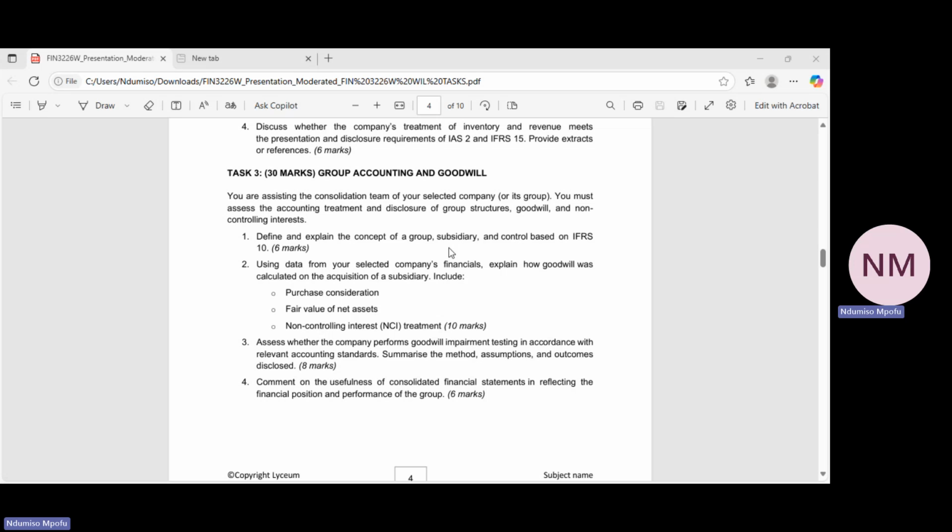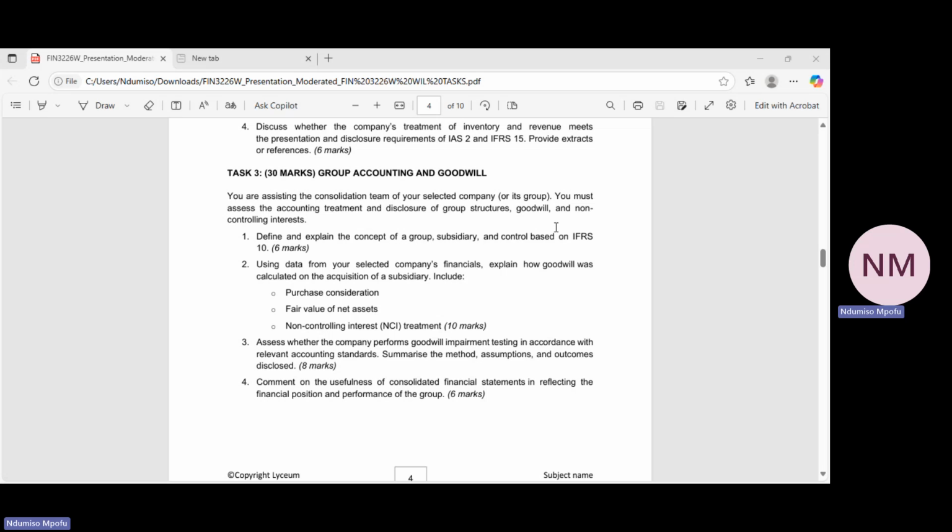All right, question 2, it deals with goodwill. That's group accounting. Let's look at task 1. It's 6 marks. It says define and explain the concept of group, subsidiary, and control. So your explanation for group is 2 marks. Explanation of subsidiary is 2 marks. Your explanation of control is also 2 marks.